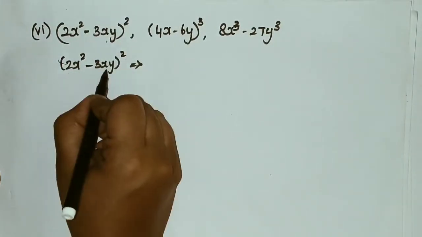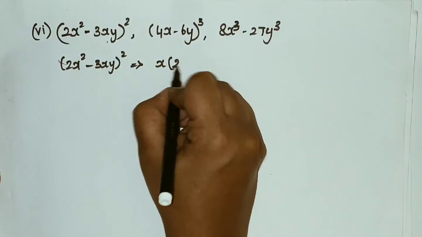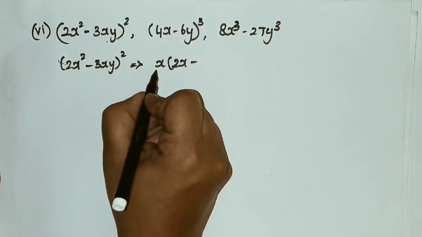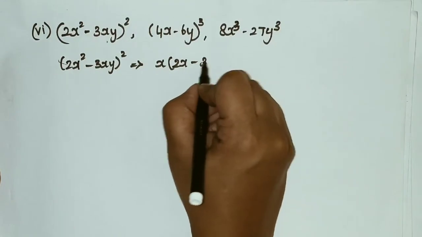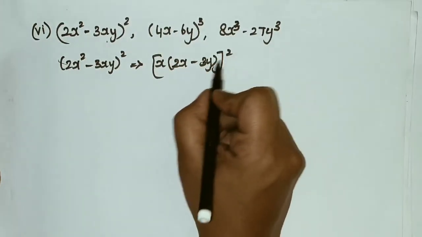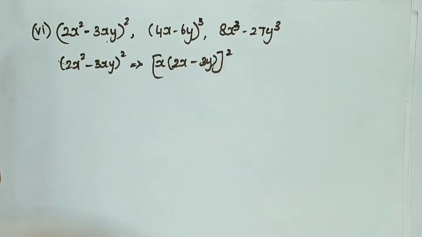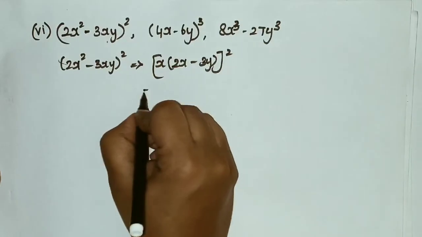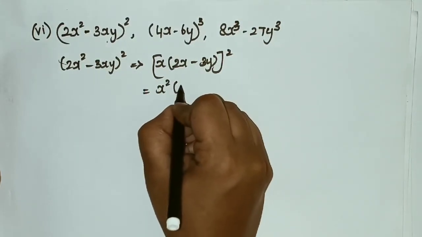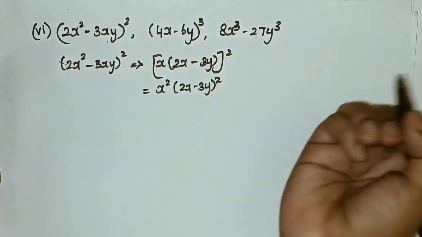I can take this x common outside. So I am taking this x common outside. My x square becomes x, minus 3xy. We have taken 3x common outside, so it is 3y whole square. This square is for x as well as 2x minus 3y. The next step, I am taking this x outside, it becomes x square into 2x minus 3y whole square.